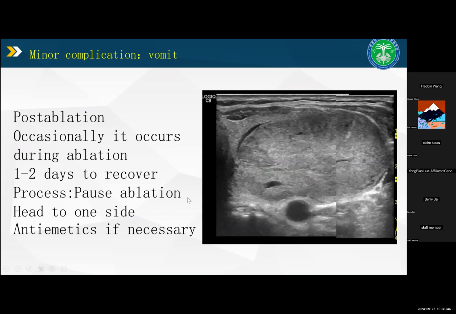This is a relatively large thyroid nodule. We can see that the patient's artery is pressed to the back of the thyroid gland. This patient had a sudden vomiting. Vomiting occurs occasionally in thyroid thermal ablation. Some patients also have it after surgery. Once vomiting occurs, we recommend that you stop ablation and turn the patient's head to one side. If necessary, painkillers can be used for treatment.